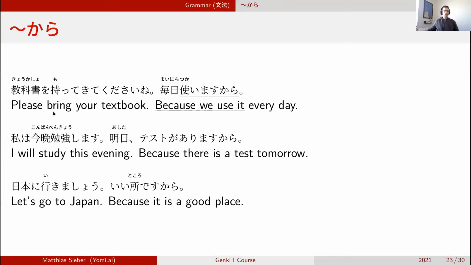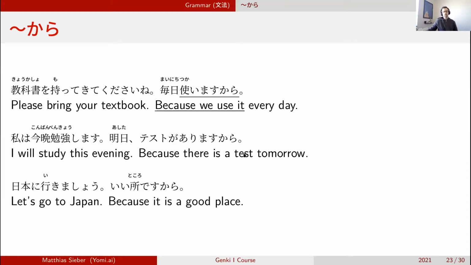Next example. Watashi wa konban benkyou shimasu. I will study this evening. And now let's look at the reason. Ashita tesuto ga arimasu kara, because there's a test tomorrow. Right? Next example. Nihon ni ikimashou. Let's go to Japan. You don't know this one yet? This is Tokyo. It's a place. So Tokyo ii tokoro desu kara, because it is a good place.